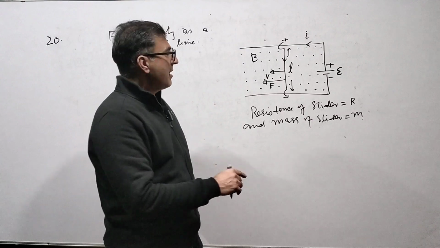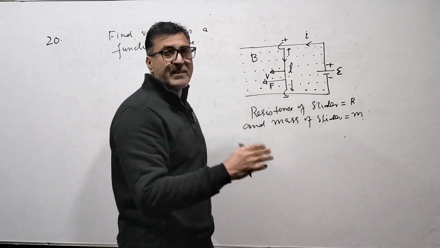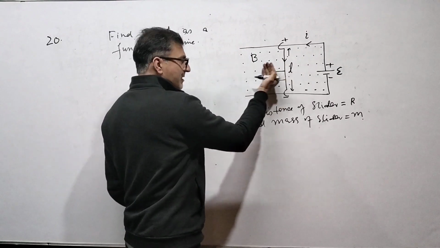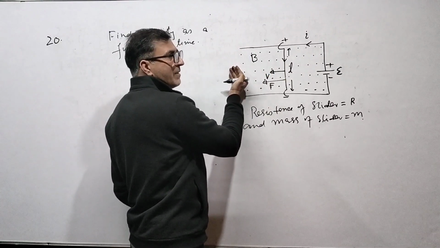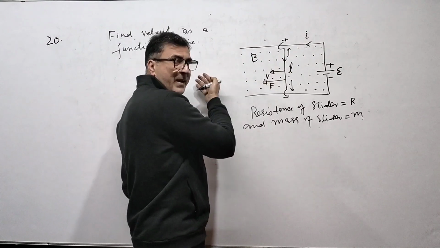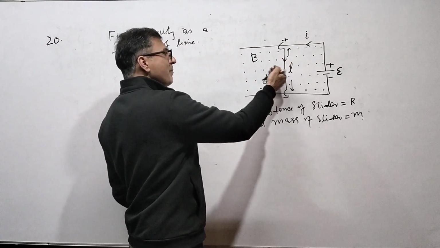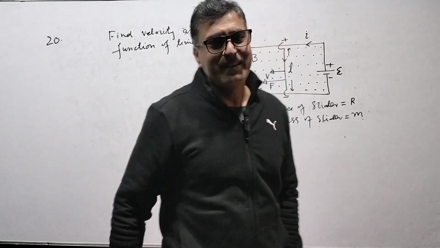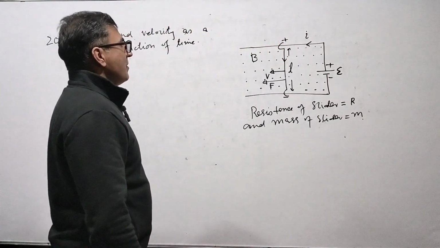So what I have to do is find the velocity of this slider as a function of time. What will happen to the velocity when it goes in the forward direction? It will certainly decrease, or what will happen to the velocity? Let us find out from the equations, how the velocity changes with time.